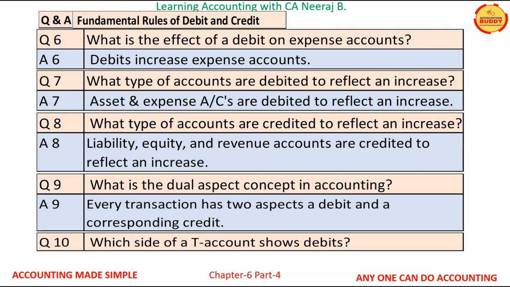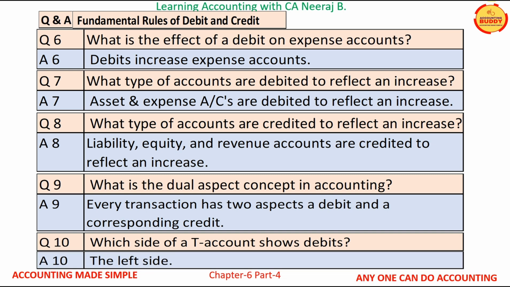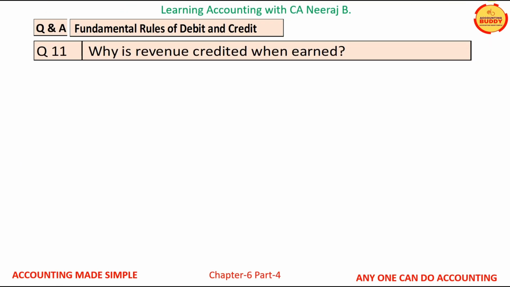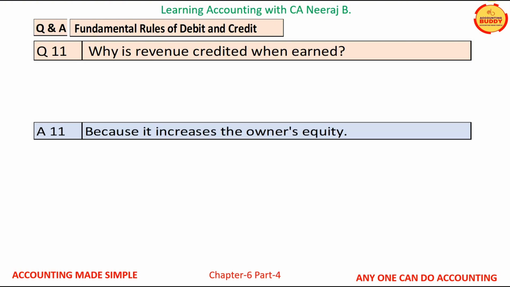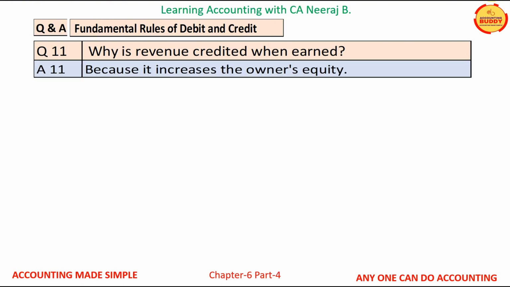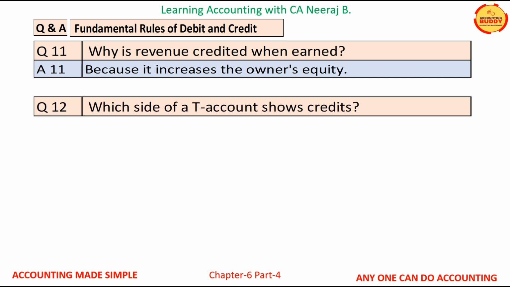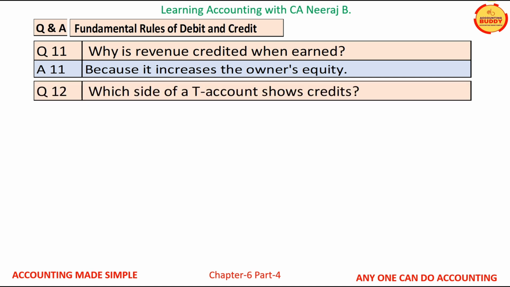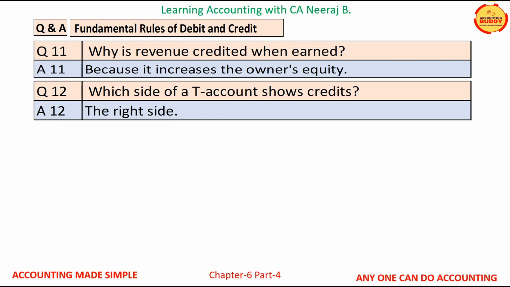Question number 10. Which side of a T account shows debits? The answer is left hand side. Question number 11 is, why is revenue credited when earned? The answer is because it increases the owner's equity. Question number 12, which side of a T account shows credits? The answer is the right side.